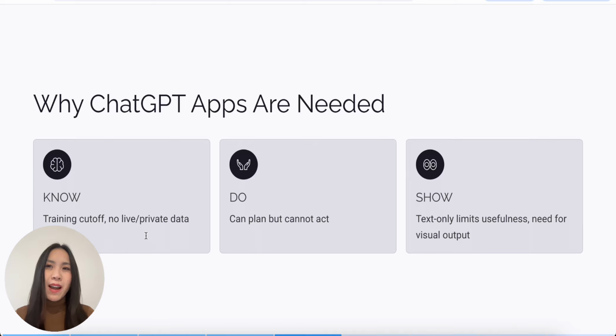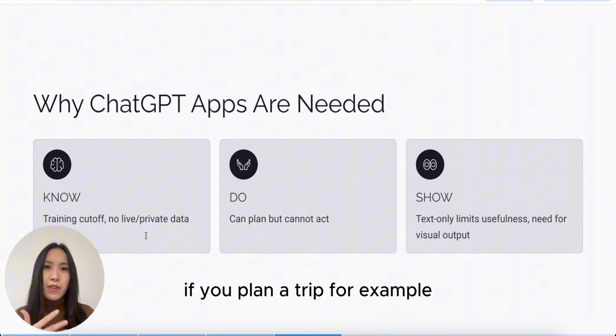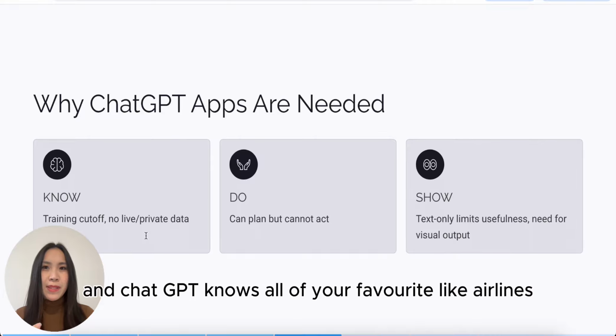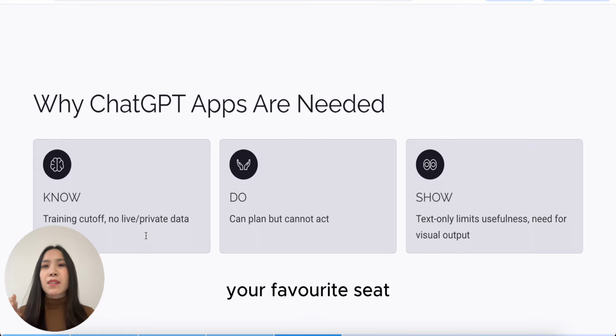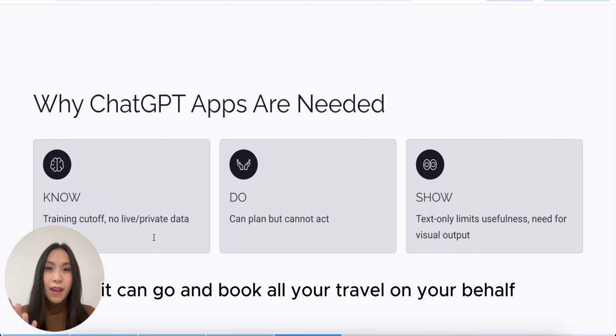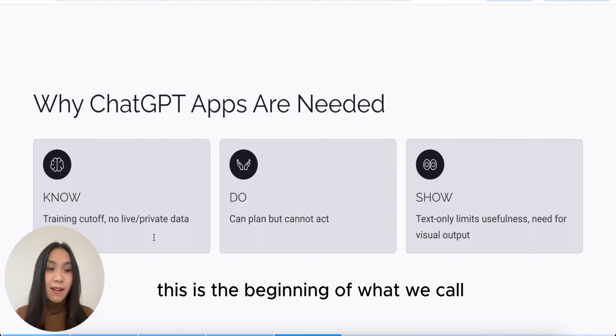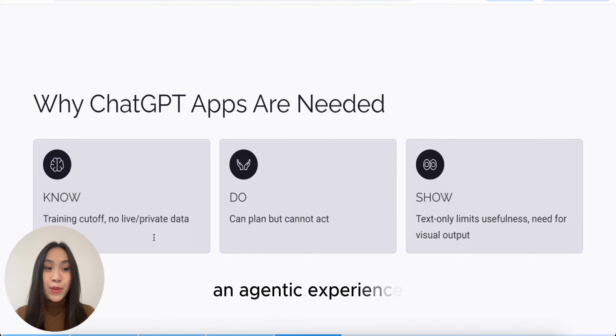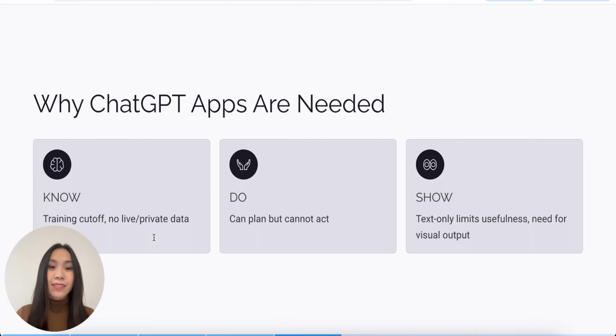And if you think about it, this is what makes ChatGPT really, really powerful. If you plan a trip, for example, and ChatGPT knows all of your favorites, like airlines and your favorite seat, it can go and book all your travel on your behalf. This is the beginning of what we call an agentic experience.